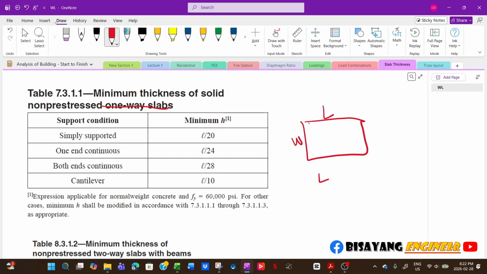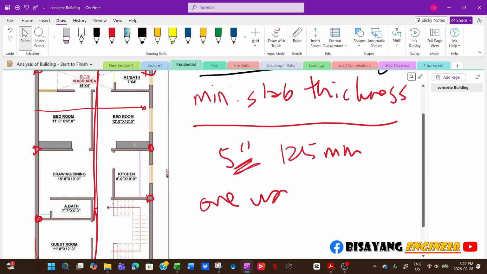Now your L over W is less than or equal. Oh no, this is greater than 2. So if this is the situation, this length is greater than twice the W, then this is a one-way slab. And then, for example, in our discussion, you will have, for example, an intermediate beam in the middle.